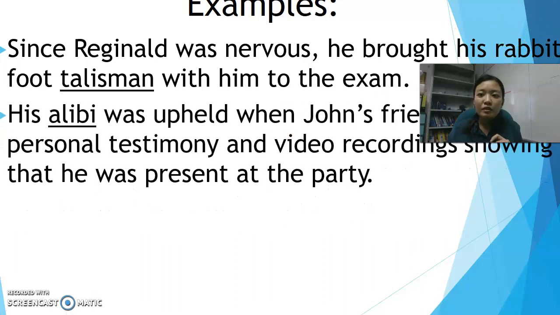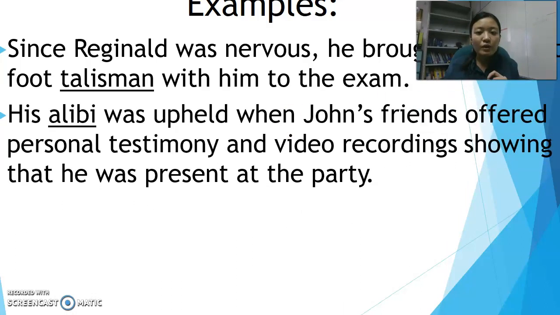His alibi was upheld when John's friends offered personal testimony and video recording showing that he was present at the party. So what does alibi mean? Here the friends need to show that he was there at the party. So they have to give some kind of proof. When they gave the proof, his alibi was upheld. So probably alibi means that there was something that could prove that he was there. Something strong, proof. Okay? Alright. Next one.